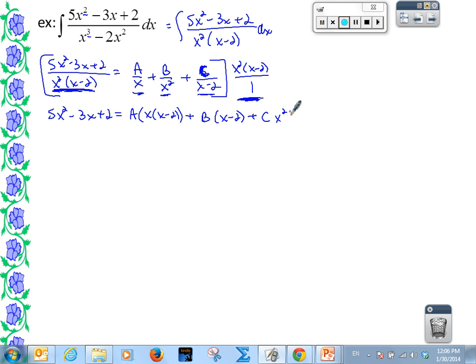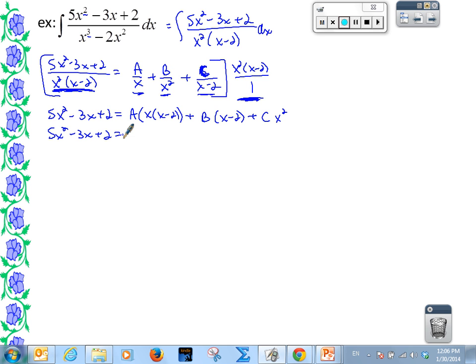Now, some of us from this point can just do the rest, set up our system in our head, write it down and not have to distribute. I'm going to go ahead and distribute just to remind you what it looks like. You don't have to do this next step if you remember it. But I'm going to distribute so it's clear to those who might have forgotten how to do this.